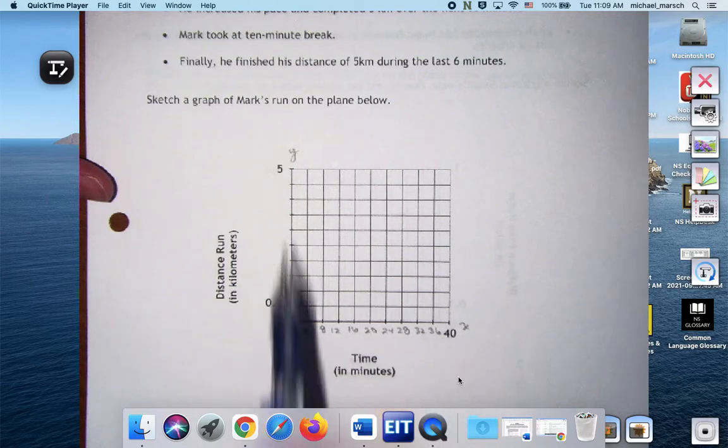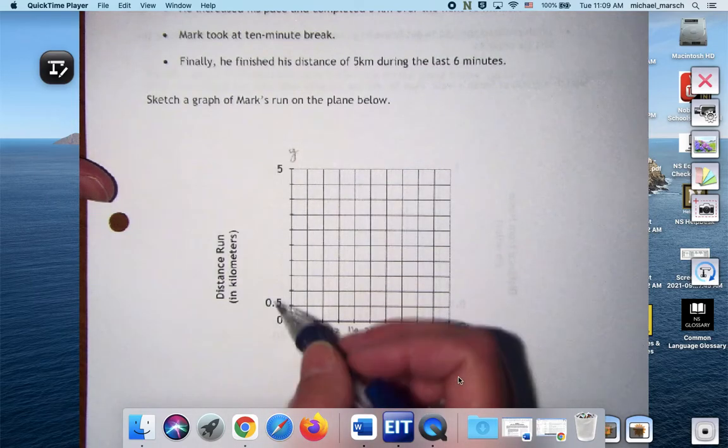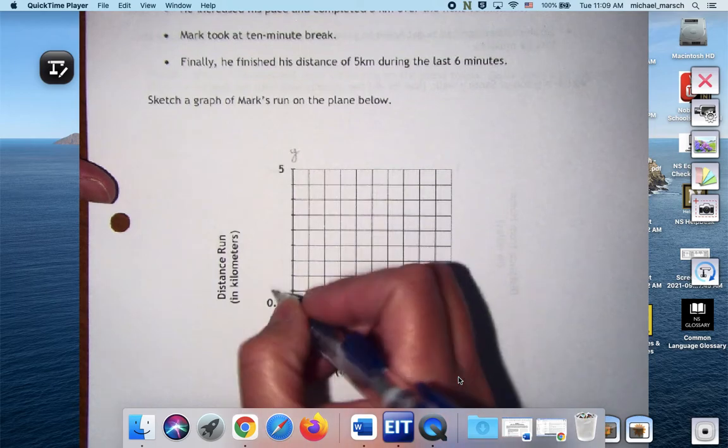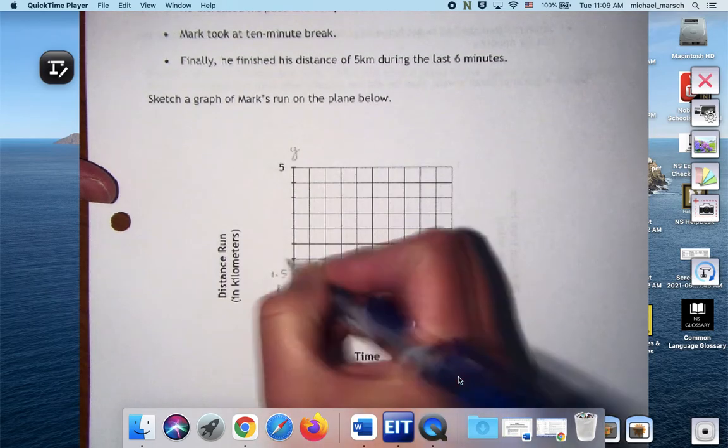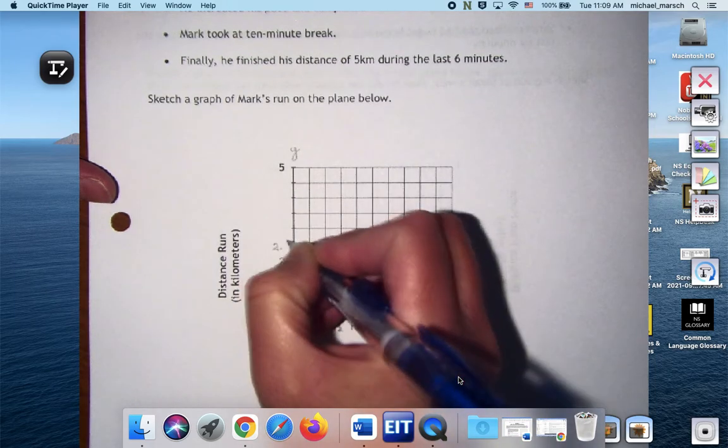x-axis. Now we're going to label the increments for the y-axis, and this is going up by 0.5 kilometers. So this would be 1, 1.5, 2, and so on.